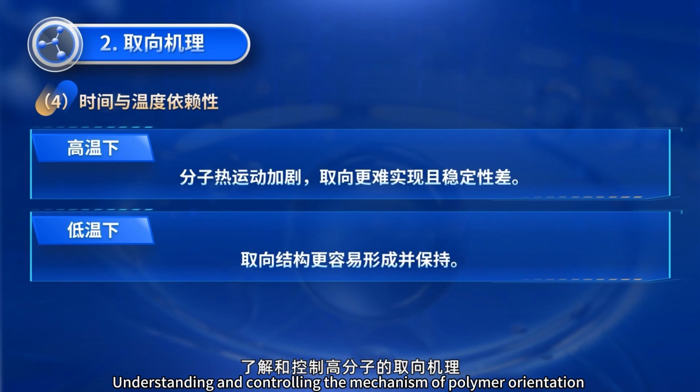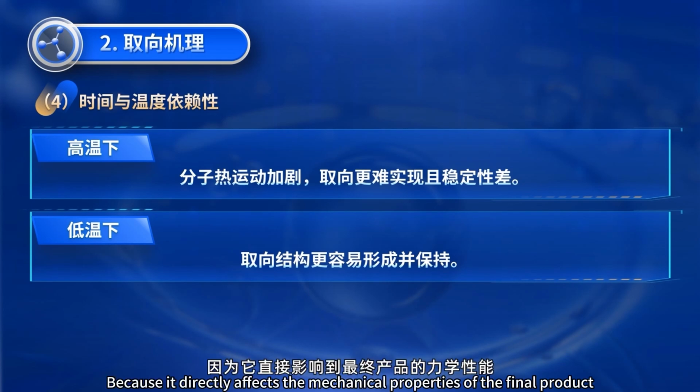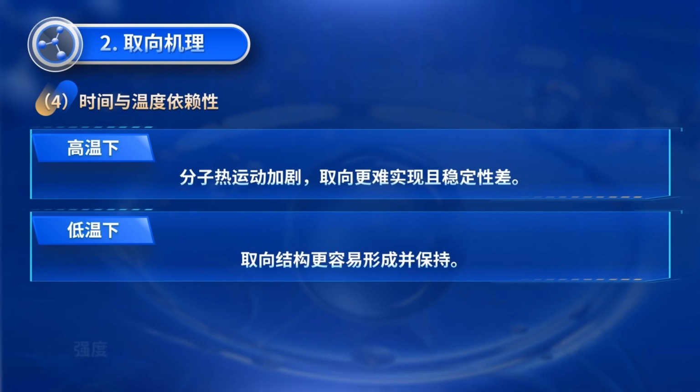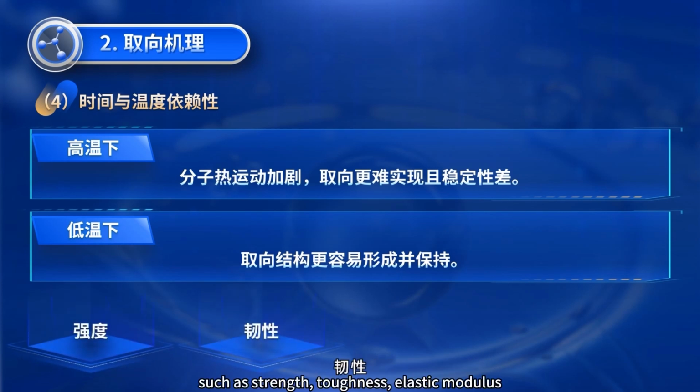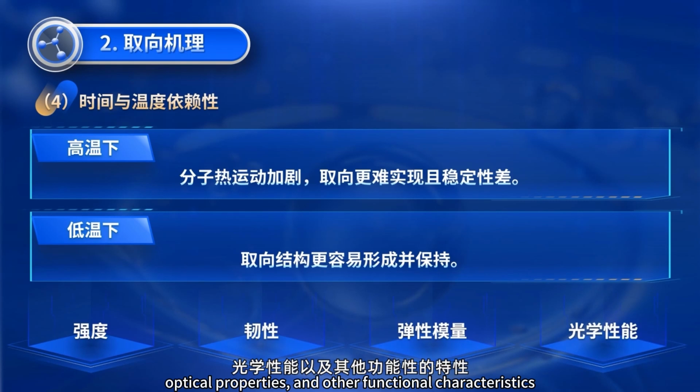Understanding and controlling the mechanism of polymer orientation is crucial to materials science and engineering, because it directly affects the mechanical properties of the final product, such as strength, toughness, elastic modulus, optical properties, and other functional characteristics.